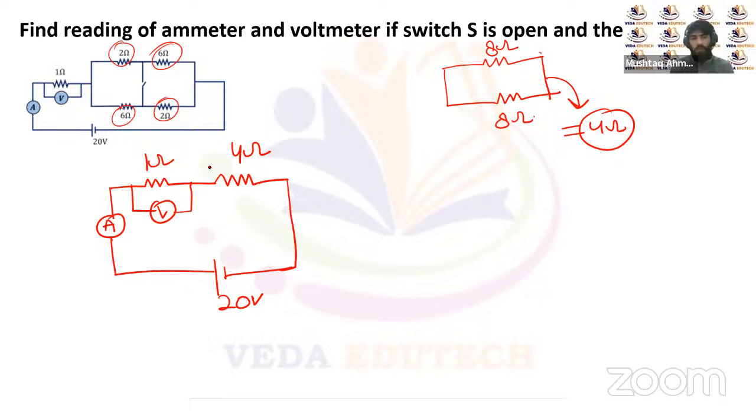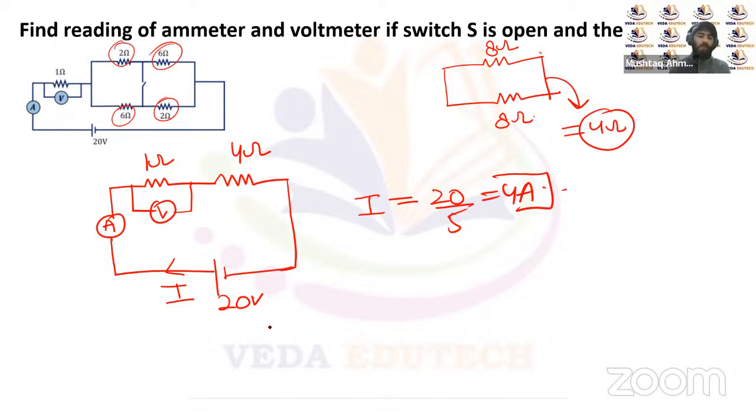And now these two resistors are once again in series, right? We'll just write it down as 4 plus 1, 5 ohm. Or we can say that the current flowing through this circuit will be, ideally speaking, 20 over 5, that will be equal to 4 amperes, right? That will be equal to 4 amperes.